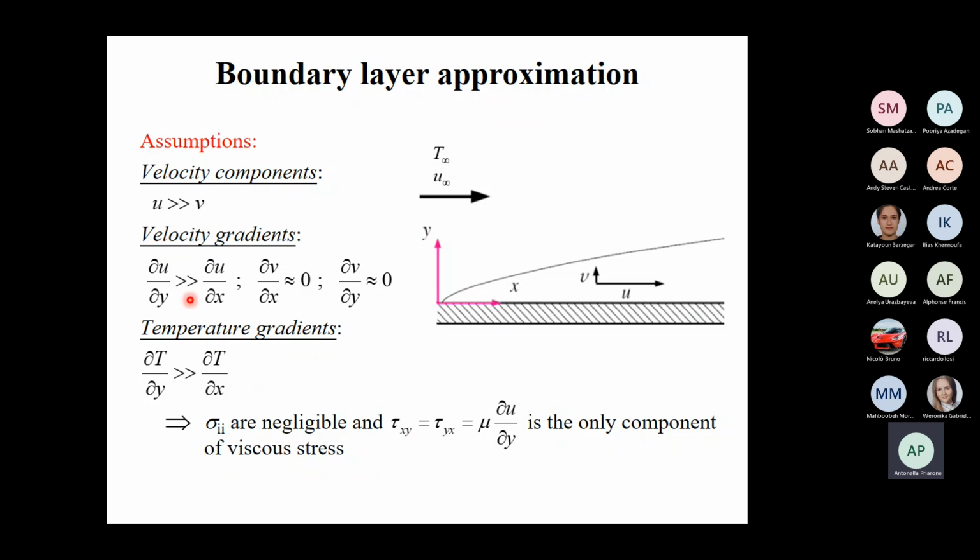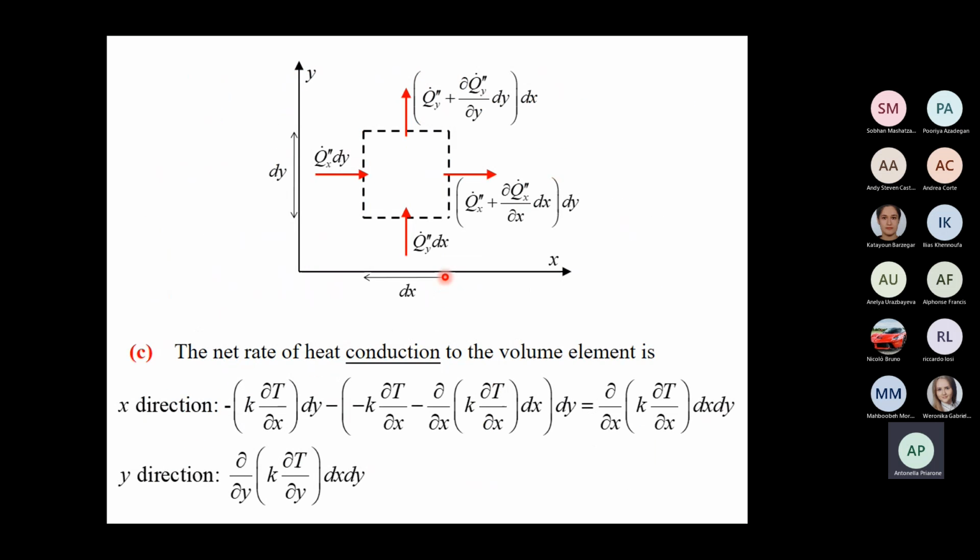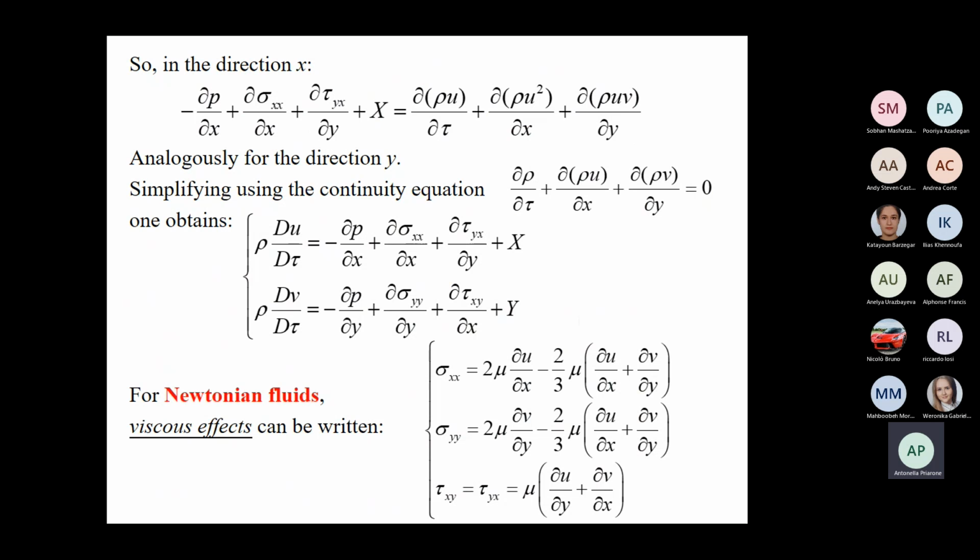Due to the assumption related to the velocity gradient, we can obtain the final expression for the viscous stresses. In particular, keep in mind the velocity gradient assumption. If we go back to where I expressed here for the Newtonian fluids the viscous effects, you can see that all the expressions in sigma xx and sigma yy are negligible, because this one is negligible, this one is negligible, and also for the other component. So sigma xx and sigma yy become negligible.